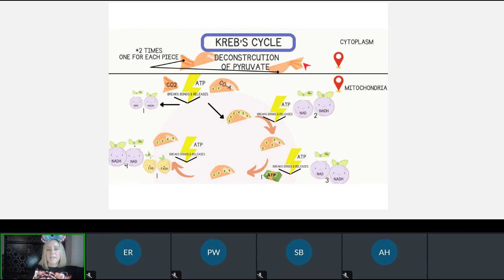So we have these 2 pieces of pyruvic acid, right? They're coming out of glycolysis. And these 2 half pieces of candy go into the mitochondria. So we move from the cytoplasm into the mitochondria. And look what happens right here. This is half of the piece of candy. What happens right here to that piece of candy in the Krebs cycle?